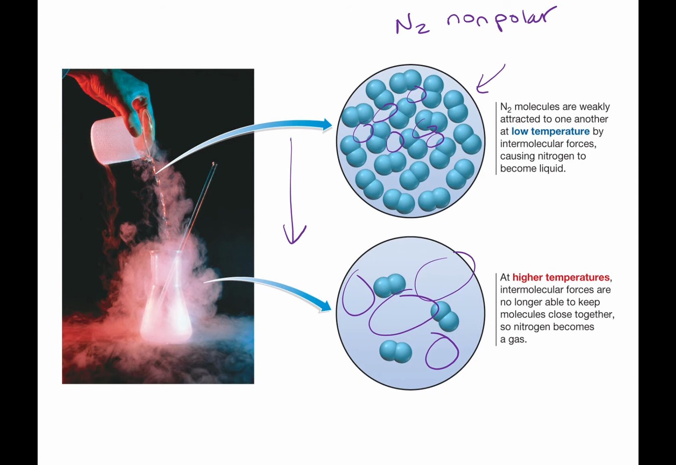It has to be under pressure in order to keep it there. Once you release that pressure, it is going to turn into a gas. So it has to be at a very low temperature and under a high pressure in order to keep those molecules tight together like that.